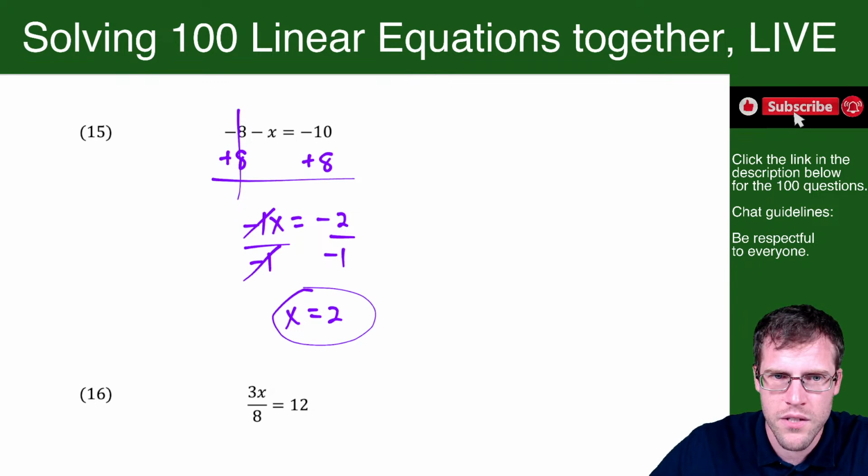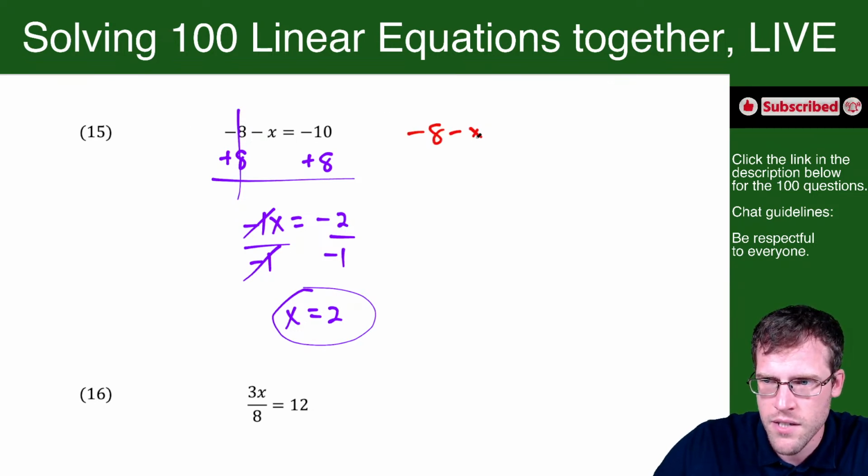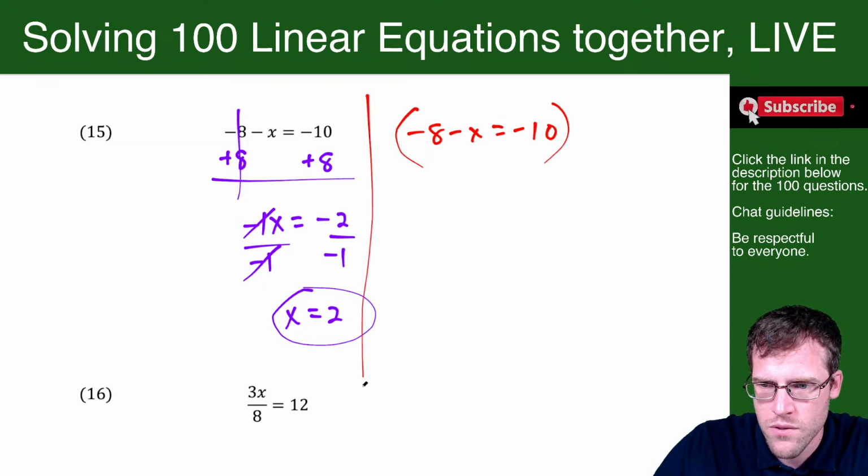Just know there's another way of doing this. -x minus 8 equals -10. You could, and this is nice notation that we're allowed to use.